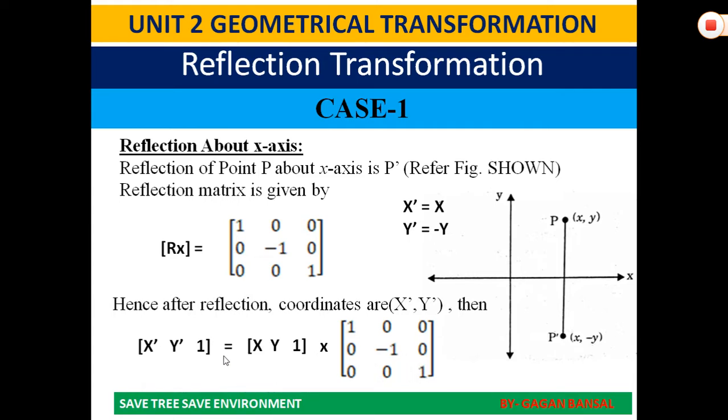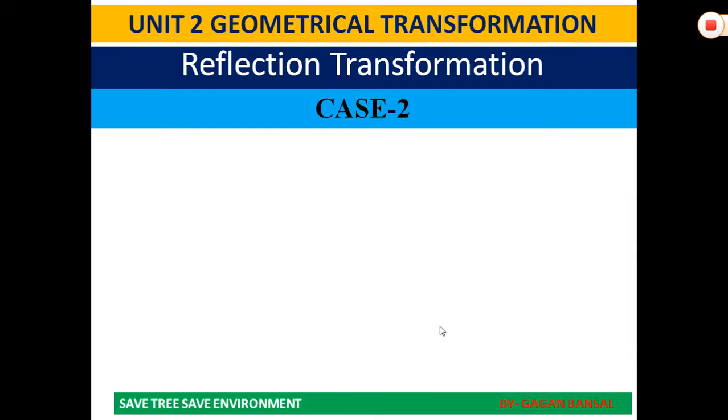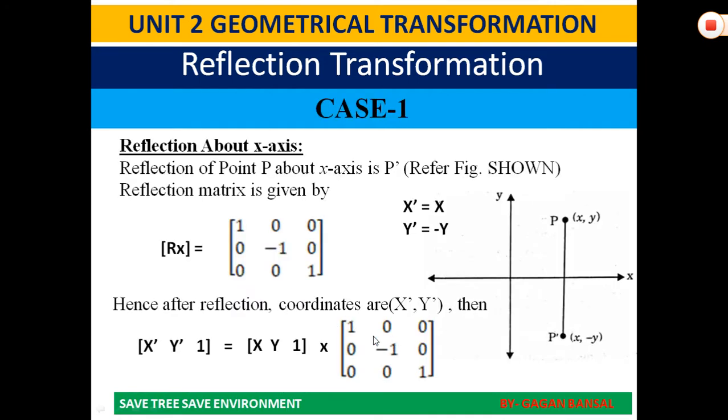We can check also for x dash: this row into the first column, x into 1 is x, y into 0 is 0, plus 1 into 0 is 0. So x dash becomes equal to x. Similarly for y dash, this row into the second column of the transformation matrix. So x into 0 is 0, y into minus 1 is minus y. So y dash becomes equal to minus y. So this particular matrix is the reflection matrix when the reflection is about x-axis.